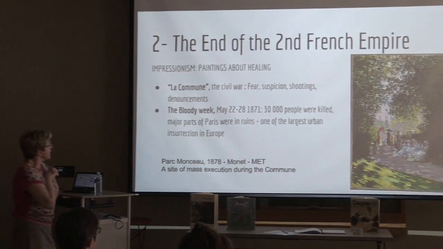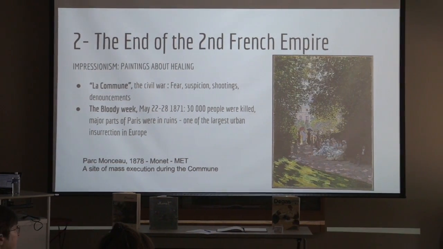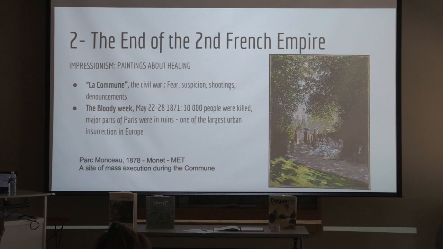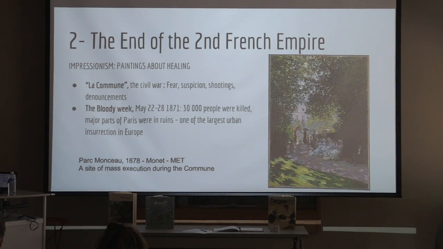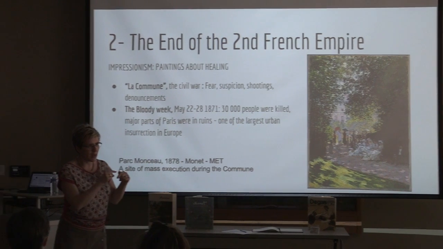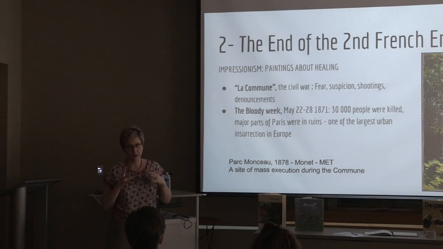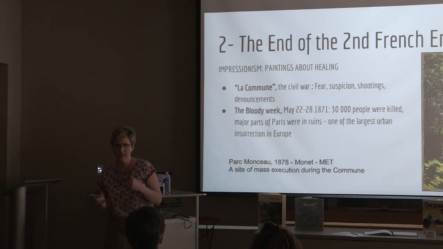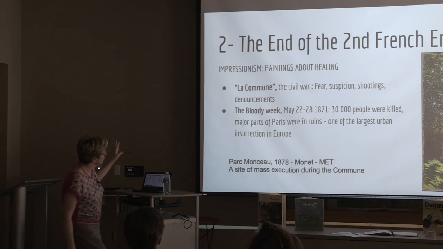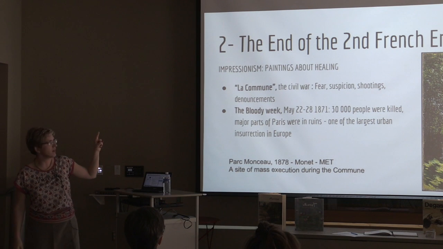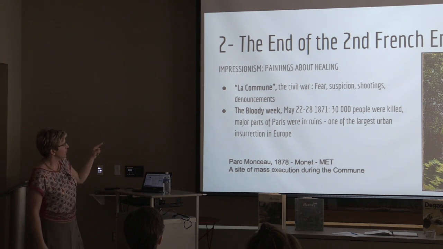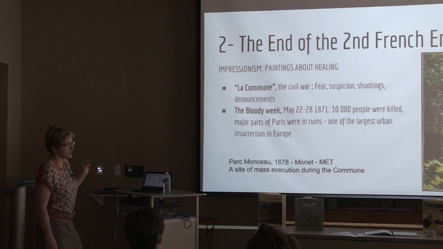Then this government, the Third Republic, was also losing the war, and they fled to Versailles. And you have these revolutionary people who want to take over Paris and declare Paris an independent country. This is what we call La Commune, and it became a civil war. Fear, suspicion, shootings, denouncements.